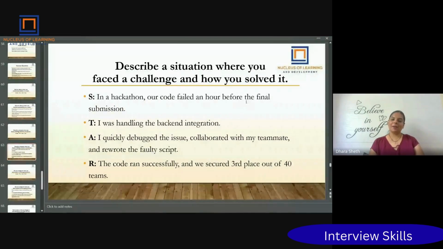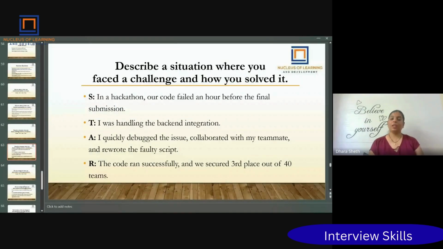I was handling the backend integration. I quickly debugged the issue, collaborated with my teammate, and rewrote the faulty script. The code ran successfully and we secured 3rd place out of 40 teams. Share preferably those stories where you are winning. So a problem that arose and you solved it. It could be a project problem, an internship problem, a college fest, a community initiative. Prefer professional experiences.